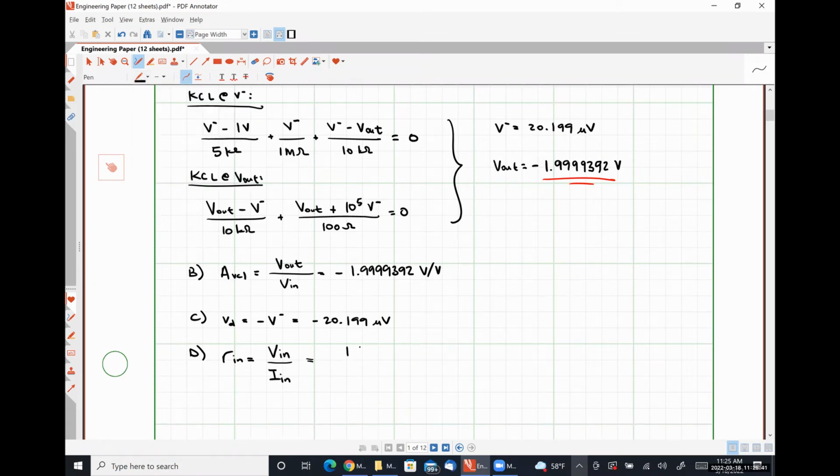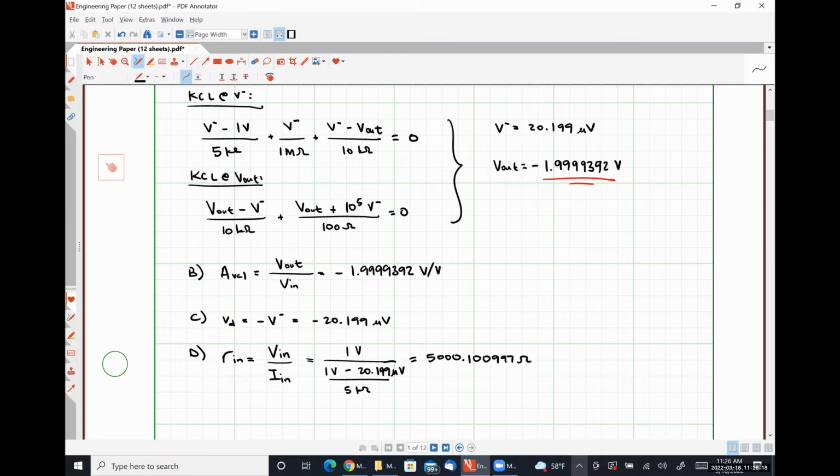So this is going to look like 1 volt divided by 1 volt minus 20.199 microvolts, divided by 5 kiloohms, which is 5,000.100997 ohms, or effectively 5 kiloohms.